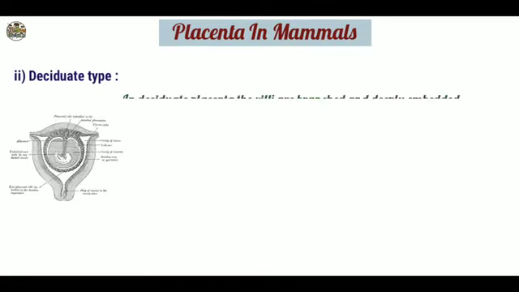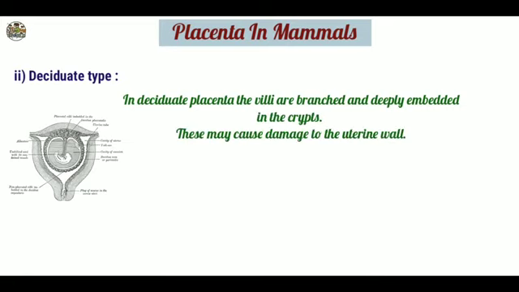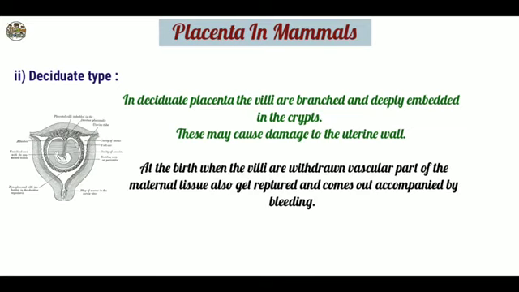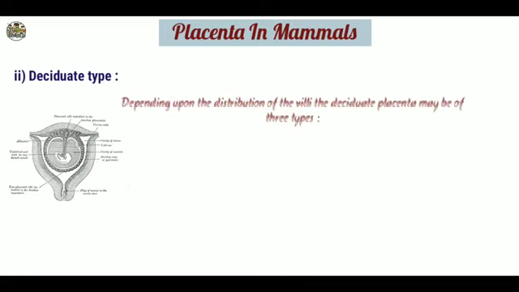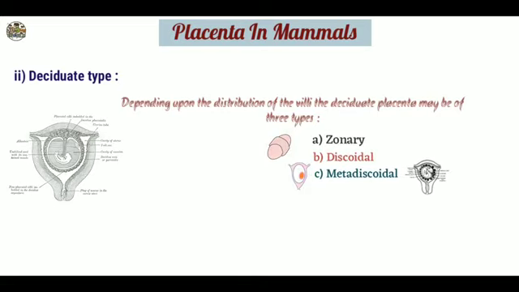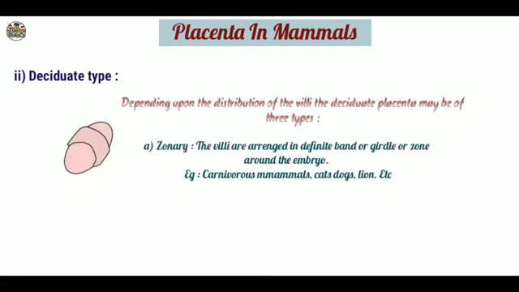Deciduate. In deciduate placenta, the villi are branched and deeply embedded in the crypts. These cause damage to the uterine wall. At birth, when the villi are withdrawn, the vascular part of the maternal tissue also gets ruptured and comes out accompanied by bleeding. Depending upon the distribution of villi, the deciduate placenta may be of three types: zonary, discoidal, metadiscoidal. Zonary. The villi are arranged in a definite band or girdle or zone around the embryo.